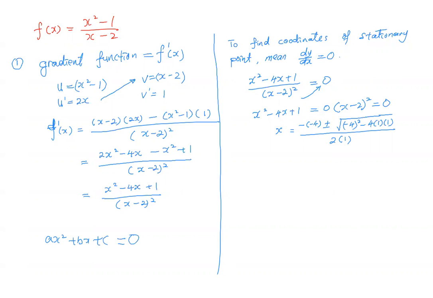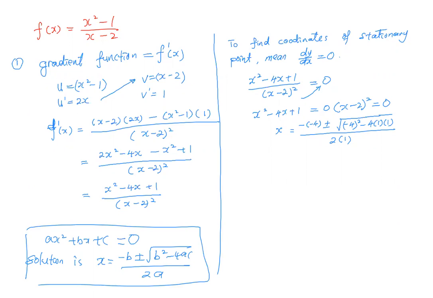So the solution is x equal to negative b plus or minus square root of b squared minus 4ac over 2a. Better write this one down in your notes.